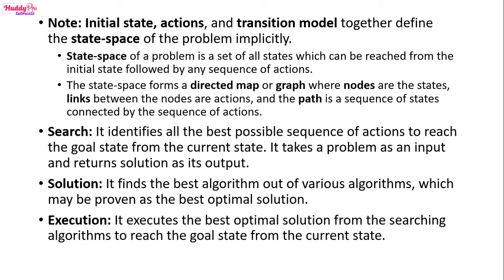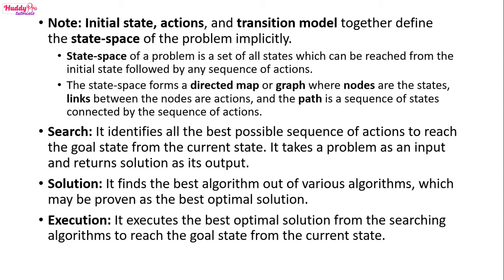So the state space forms a directed map, or at times we use graphs, and in that map or graph the nodes are the states. Then we have links between the nodes, those are the actions, and then the path is the sequence of states connected by the sequence of actions. So we shall be using trees as our examples. We shall get to know more about the nodes and the path and the links.